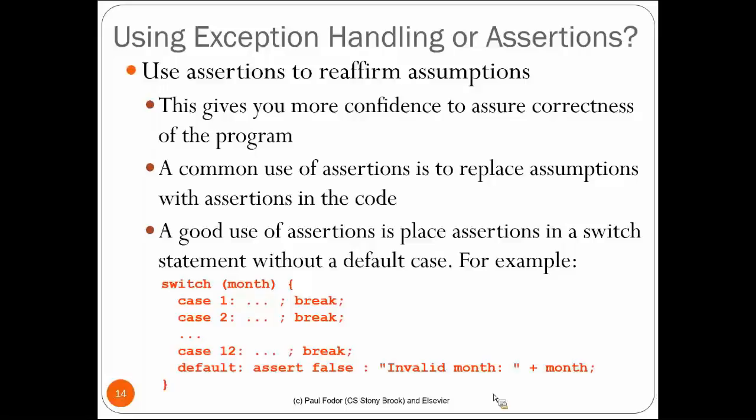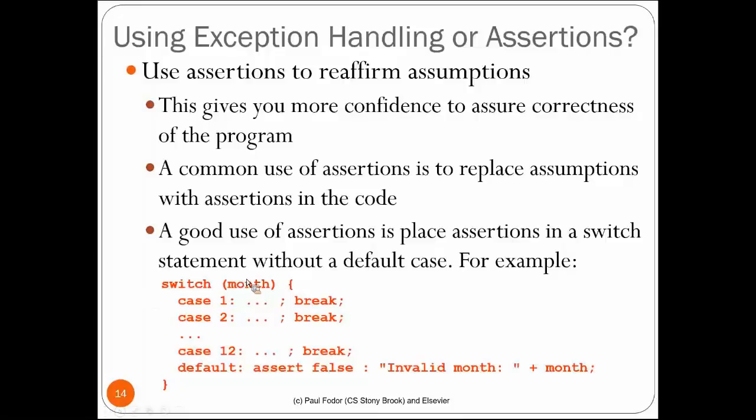We use assertions to reaffirm assumptions. This gives us more confidence that the correctness of the program is ensured. A common use for assertions is to put assertions where we are expecting that the program will be reached with a certain value, or that the location is not reached at all.